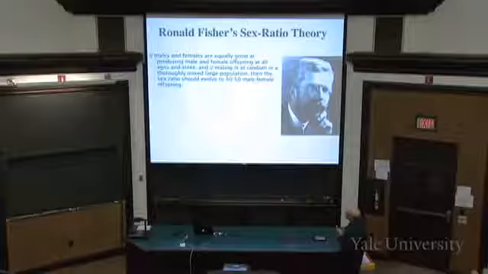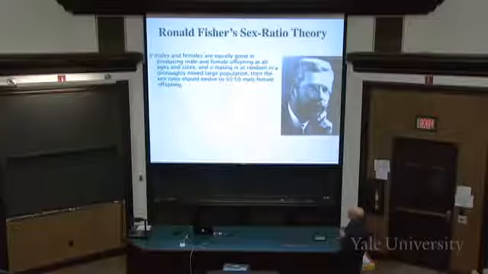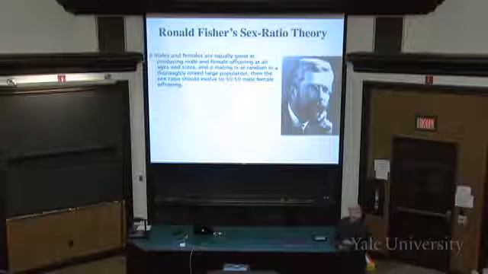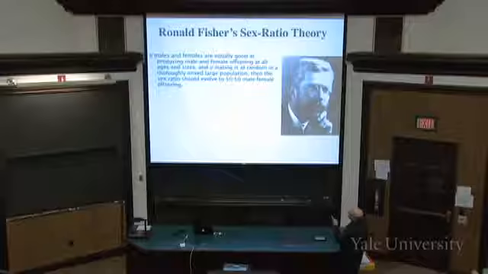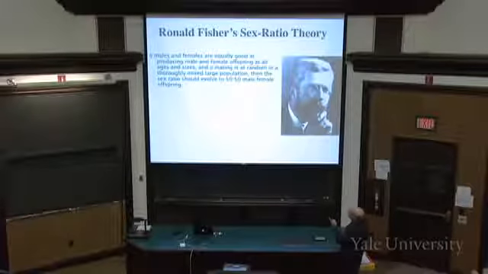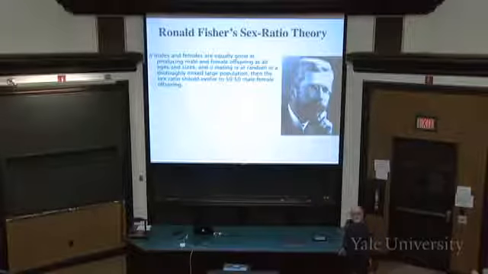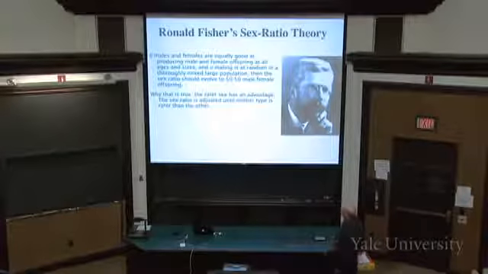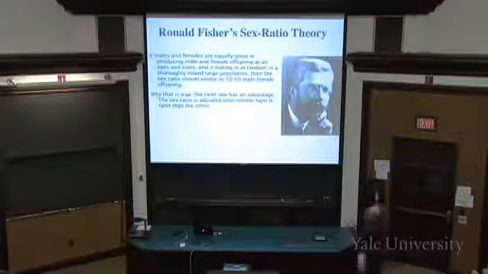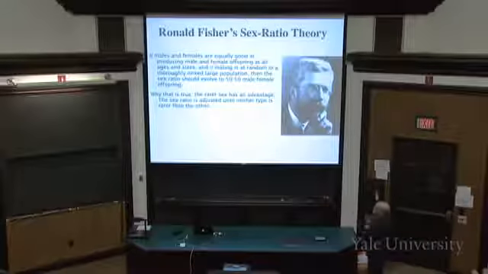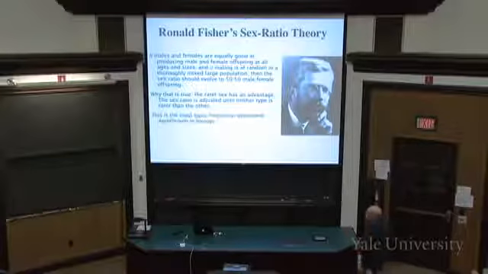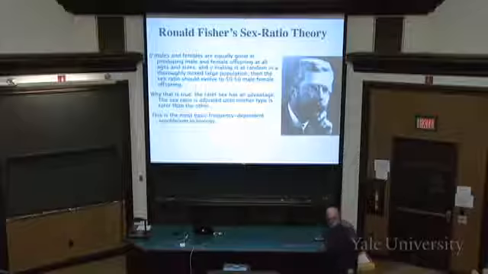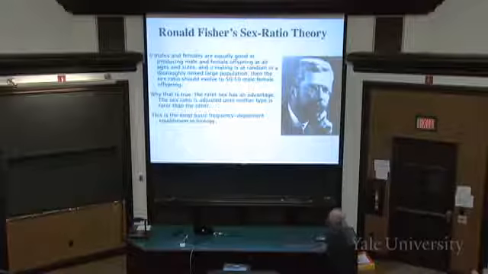If males and females are equally good at producing male and female offspring at all ages and sizes, so everybody's pretty much on a level playing field, and if mating's at random in a big, large population that's thoroughly mixed, then the sex ratio should evolve to 50-50, male-female offspring. Basically, the reason that's true is that the rarer sex has an advantage. The sex ratio is adjusted until neither type is rarer than the other, and that's probably the most basic frequency-dependent equilibrium in biology.